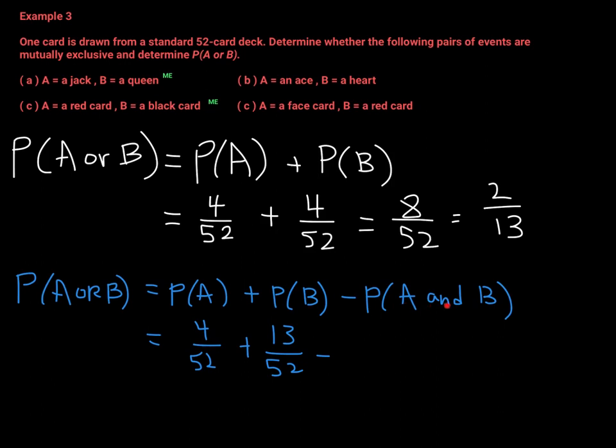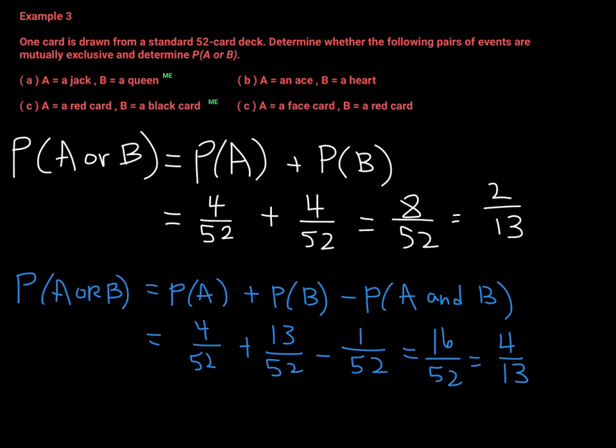What's the probability of getting an ace and a heart? Well, there's only one card, an ace of hearts, that is both an ace and a heart, right? So this is minus 1 out of 52. So then this is our formula because these events are not mutually exclusive. When you do this arithmetic, you get 16 over 52, which is equal to 4 over 13. So there's our probability of getting an ace or a heart.